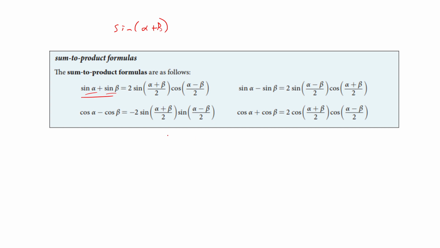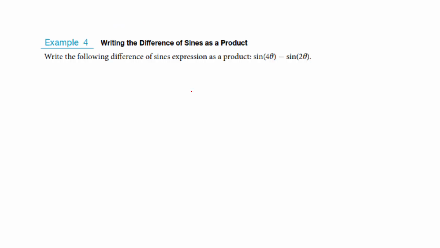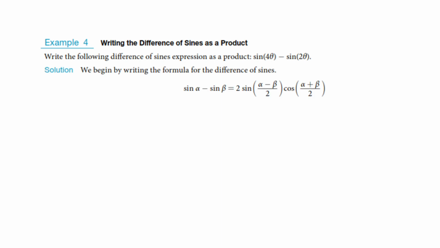Again, a lot of plug and chug, but this is not the same as what we've already done. That was adding or subtracting one single set of angles and then taking the sine. Here we're taking them individually and we can turn them into a product. So again, a lot of plugging and chugging in this.